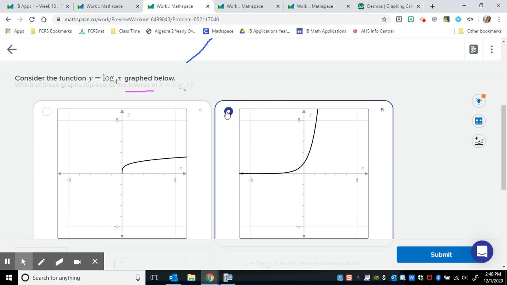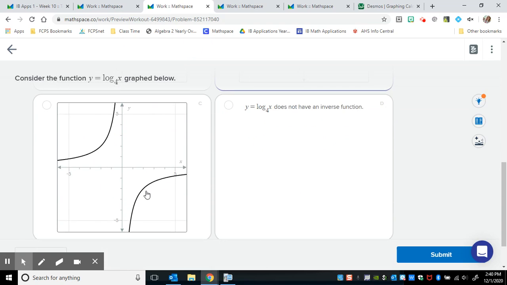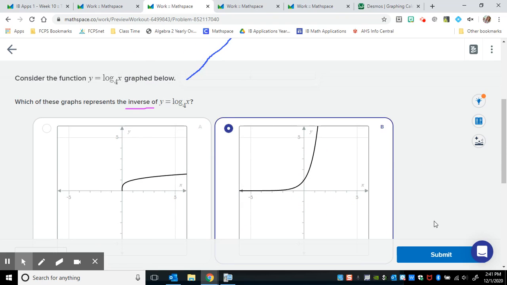Looks like an exponential graph. Letter C has both pieces. This is a rational function. And letter D saying it doesn't have an inverse function at all, which isn't true. We know the inverse of all logs are exponentials, and exponentials are functions. So that means I'm looking at letter B.